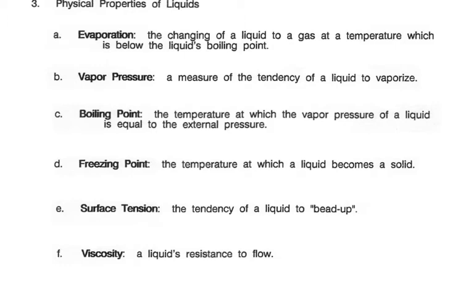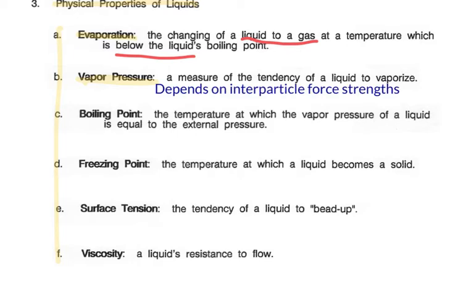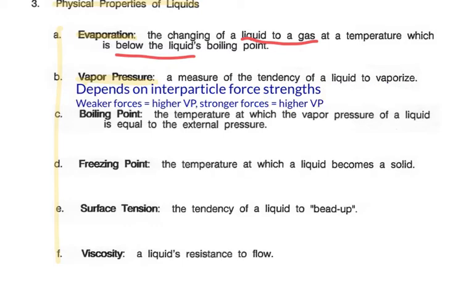So again, just to review, we're going to be talking about these 6 physical properties of liquids. The first one was evaporation, where we change a liquid into a gas at a temperature somewhere below the liquid's boiling point. That's when it's changing from a liquid to a gas, but it has to be below the boiling point. The vapor pressure is the measure of the tendency of a liquid to vaporize. It is dependent upon the interparticle forces. The weaker the forces, the higher the vapor pressure will be. Vapor pressure is also dependent upon temperature. So generally, the higher the temperature, the higher the vapor pressure will be.